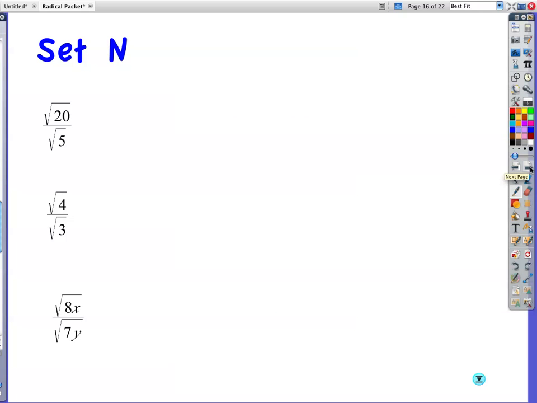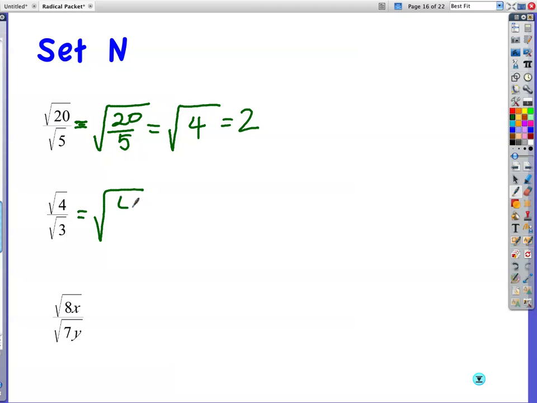Set n. Okay. On this one, we can just write square root of 20 over square root of 5 is the same as square root of 20 over 5. Oh, but wait. Square root of 20 over 5 is square root of 4. The square root of 4 is 2. Here, square root of 4 over 3. And there's actually nothing more you can do with this.